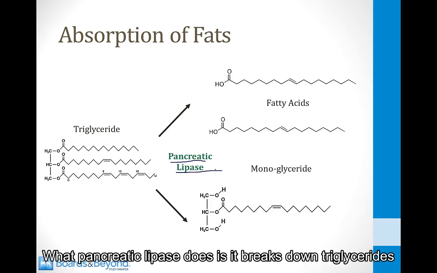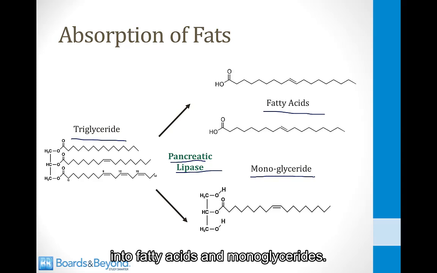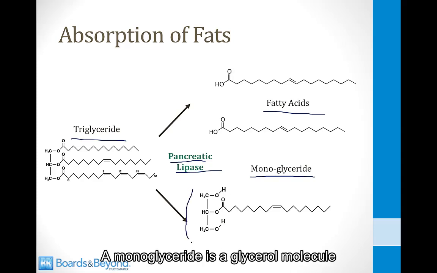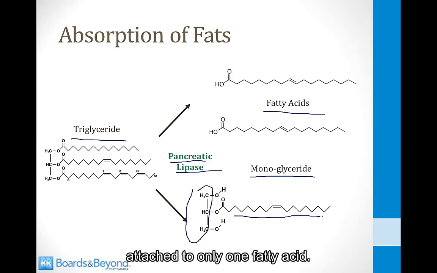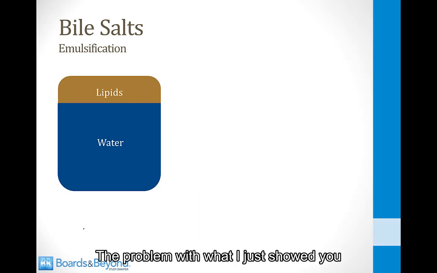What pancreatic lipase does is it breaks down triglycerides into fatty acids and monoglycerides. A monoglyceride is a glycerol molecule attached to only one fatty acid. When it's attached to three fatty acids, it's called a triglyceride. The problem with what I just showed you is that lipids are not soluble in water, and there's lots of water in our stomach and in our intestines.